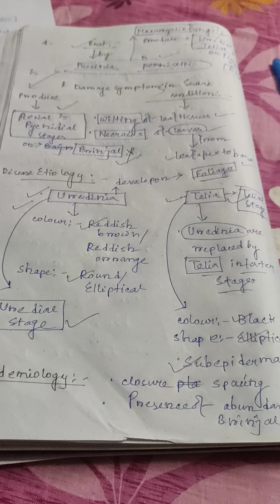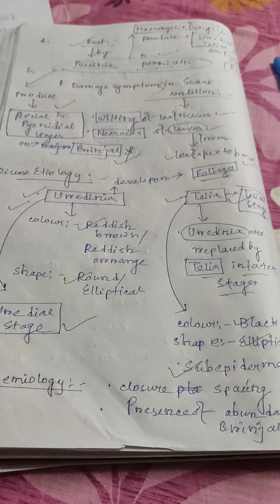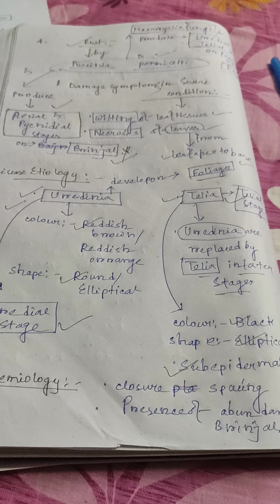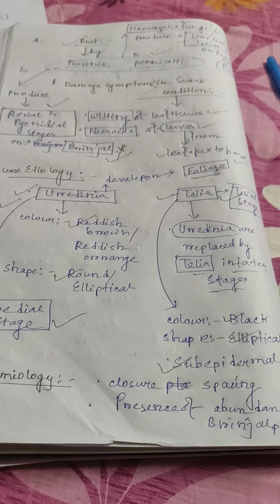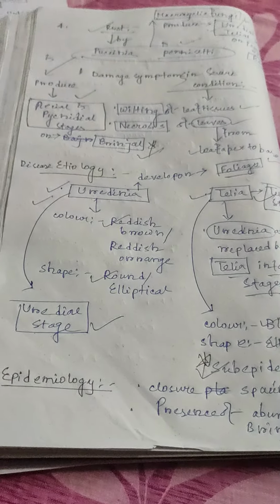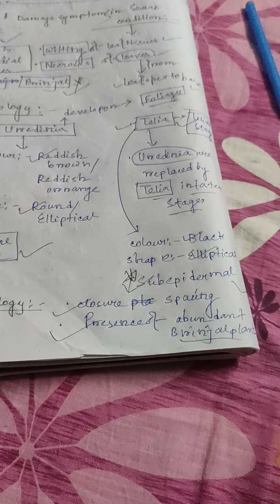Uredinia and telia. Color is reddish brown or reddish orange. Shape is round or elliptical. They develop on the foliage. Uredial stage, telia or telial stage. Uredinia are replaced by the telia in the later stages. Color is black. Shape is elliptical. Telia are subepidermal.